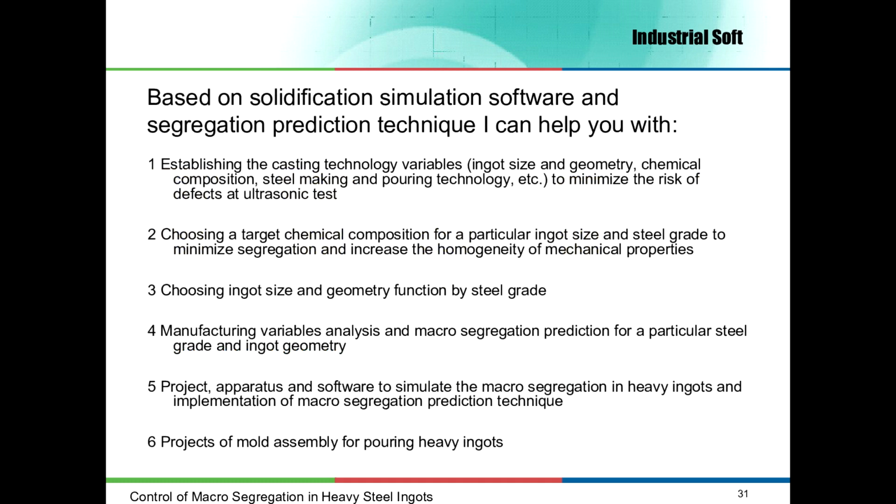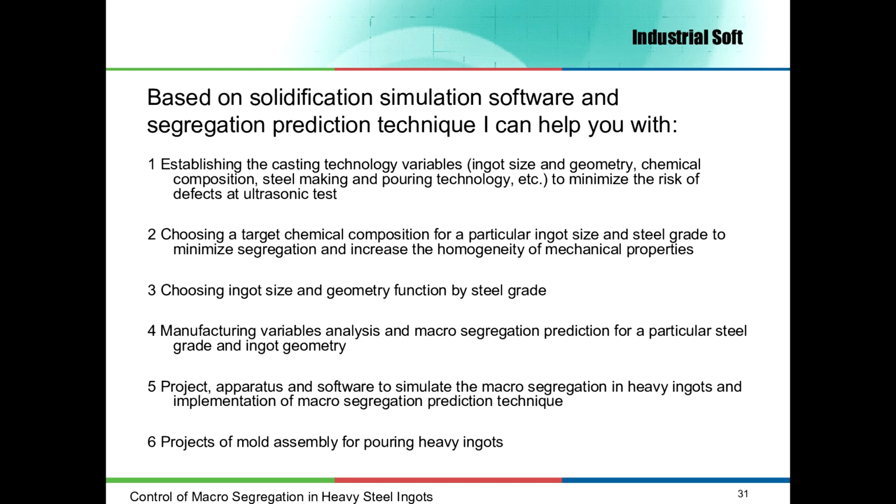As a result of this presentation, we can say that it is possible to control the size and intensity of segregation by changing ingot geometry and its chemical composition. So, the solidification simulation software and macro segregation prediction technique I presented to you are useful tools that can help to choose ingot size, geometry and the chemical composition of the steel in order to minimize segregation and increase the homogeneity of forging products.